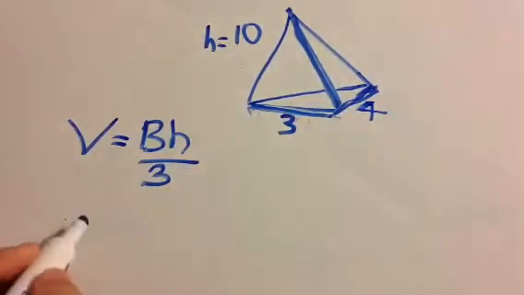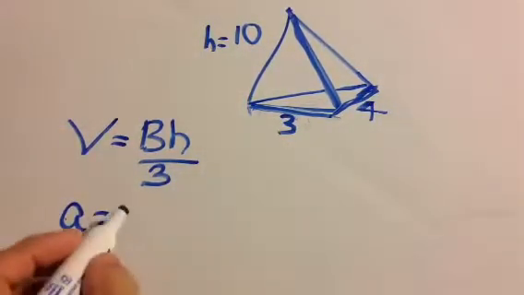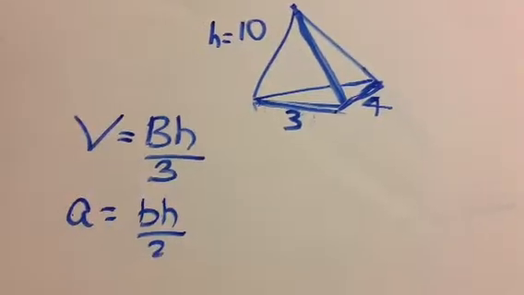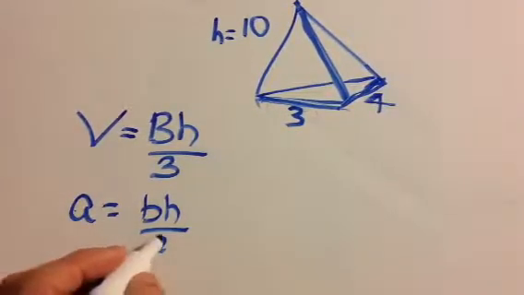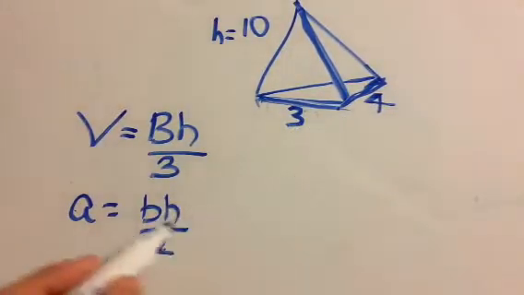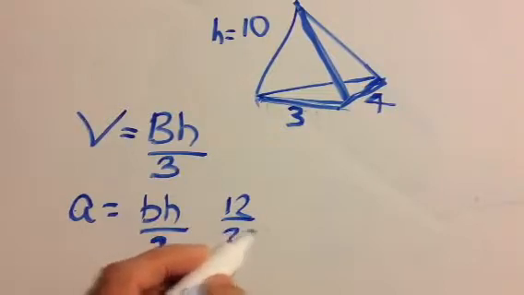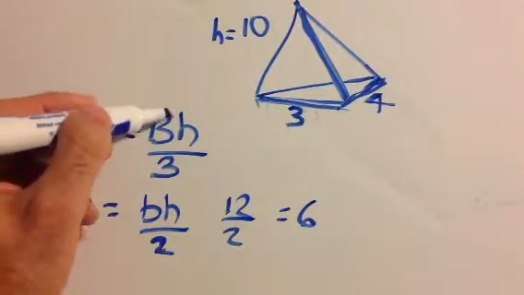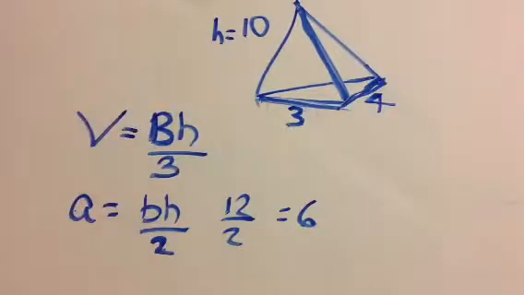And remember, the area of a triangle is base times height divided by 2. Right? So let's look at this. 4 times 3 is 12, so 12 divided by 2 gives us 6. So that's what this capital B is now. That's the base. It's 6, because the area is 6 units squared.